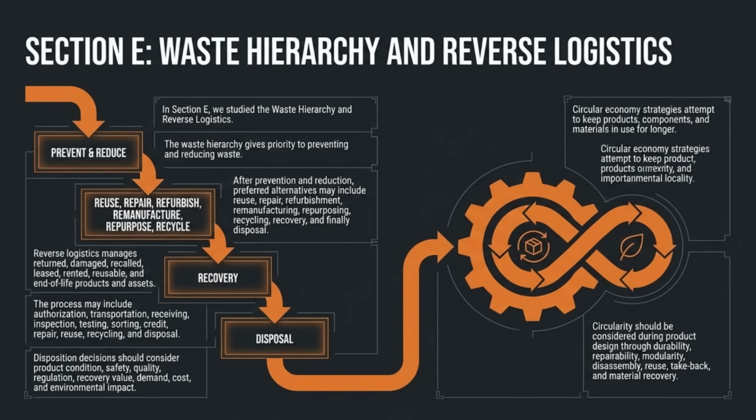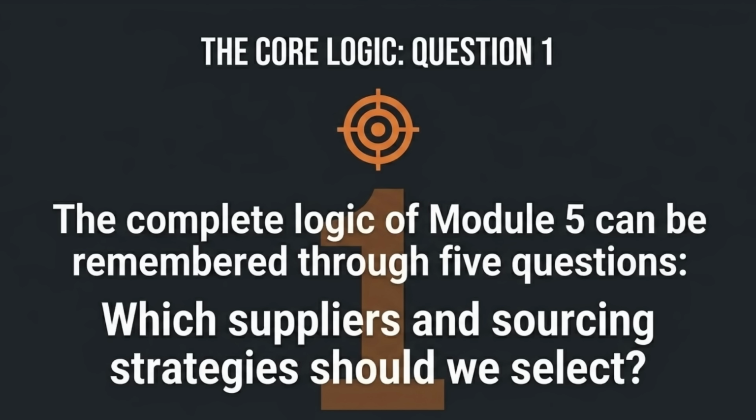Circular economy strategies attempt to keep products, components, and materials in use for longer. Circularity should be considered during product design through durability, repairability, modularity, disassembly, reuse, take-back, and material recovery. The complete logic of Module 5 can be remembered through 5 questions.